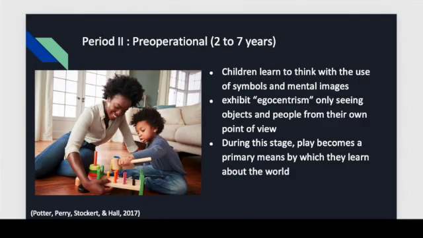This next stage is the pre-operational stage, and here children learn to think with the use of symbols and mental images. They also exhibit egocentrism, which means that they only see objects and people from their own point of view. They believe that everyone experiences the world exactly as they do. They also start demonstrating animism, in which they personify objects. During this stage, play becomes a primary means by which they start learning about the world.